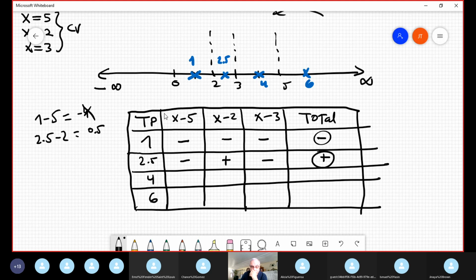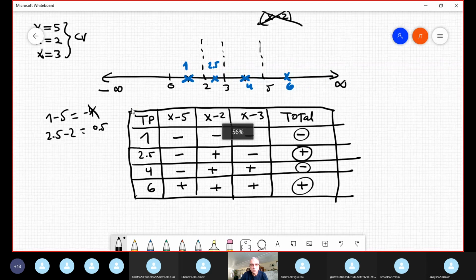I enclose in the circle because this is important information. The last one, total. This is negative, this is positive, this is positive, it's negative. 6 is positive. Positive, positive, is positive. Okay? So what is true and what is false? What is good, what is bad?